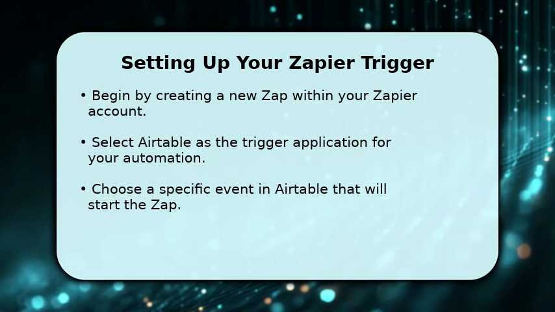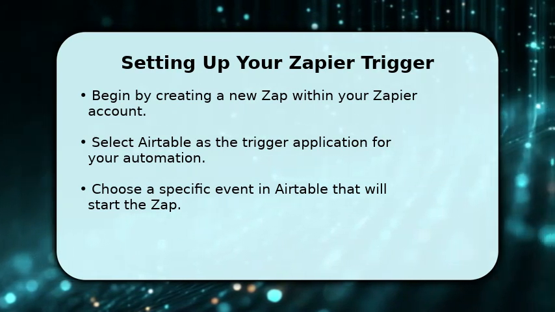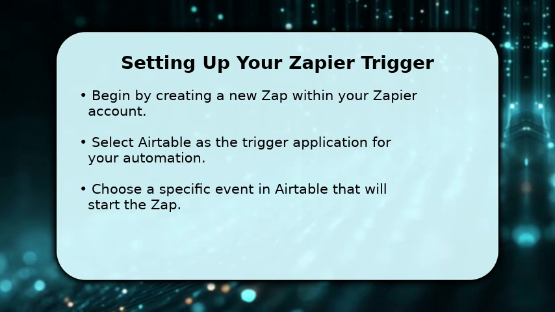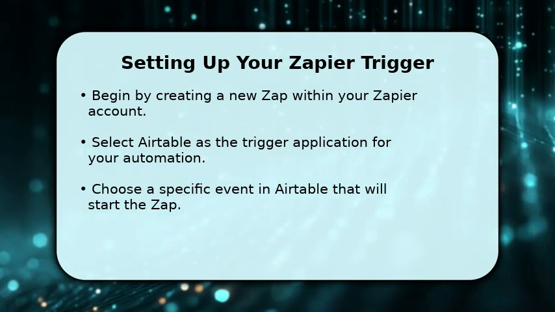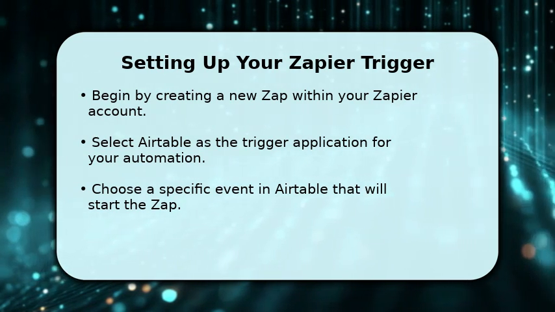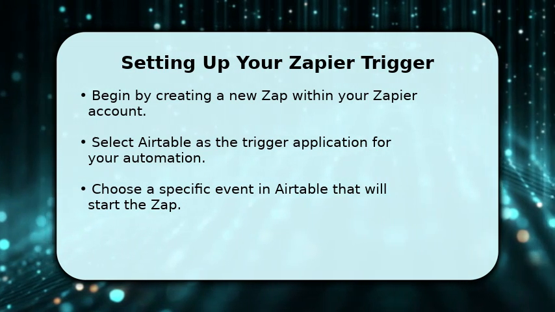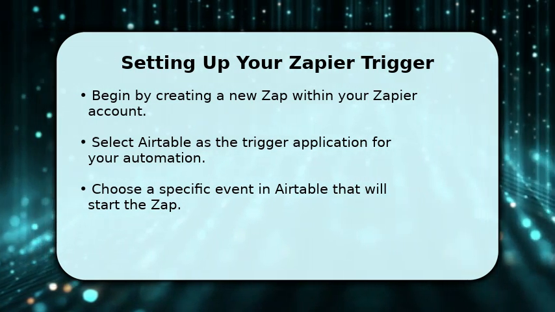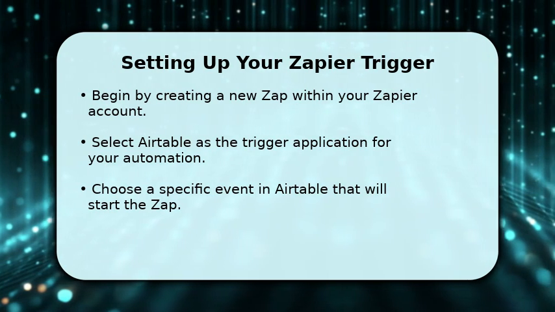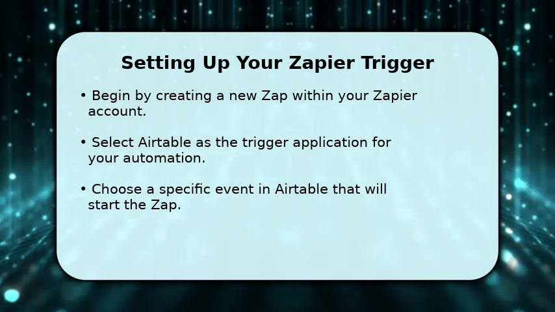First, let's set up the trigger for your automation in Zapier. A trigger is the event that starts your Zap. You'll begin by creating a new Zap and then selecting Airtable as your trigger app. Next, choose the specific event in Airtable that you want to monitor, such as a new record being created or an existing record being updated. Finally, connect your Airtable account to Zapier, granting the necessary permissions for seamless data access.